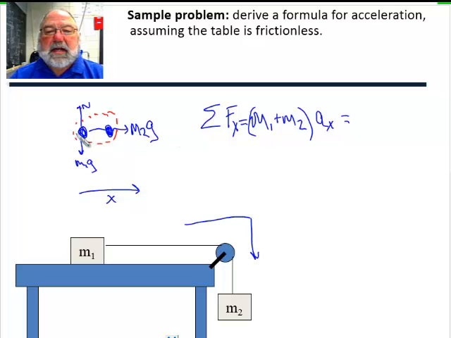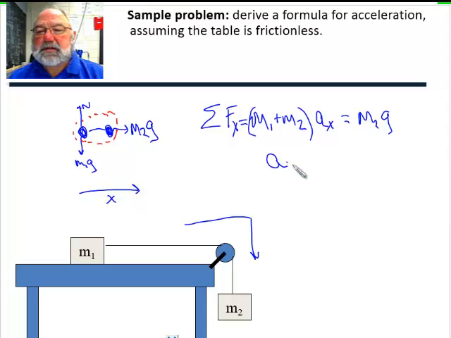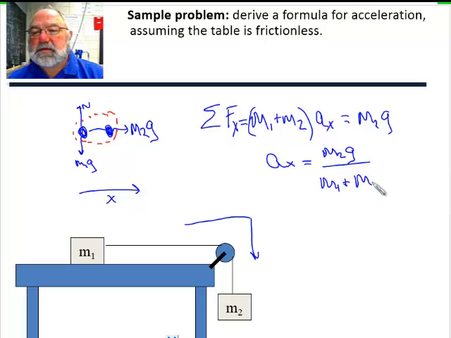Looking at my free body diagram, the only force acting in the x direction is the weight of block 2, m2g. Now, the last step is to solve for the acceleration. I'm just going to do the algebra on this equation. Acceleration is equal to m2g divided by the sum of the masses, m1 plus m2. And that's how we determine our acceleration for the entire system.